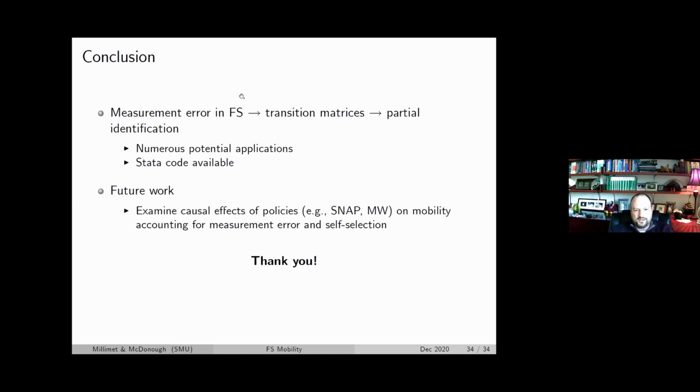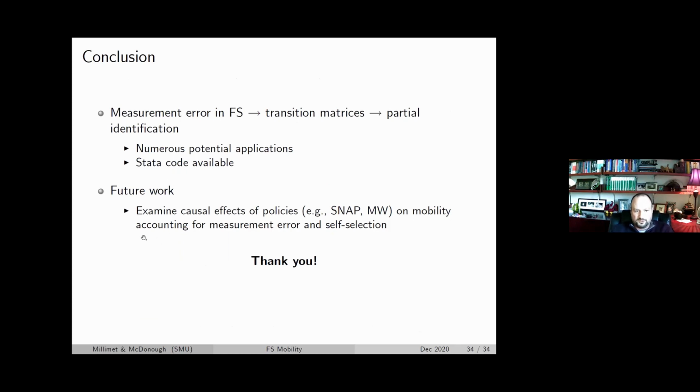So we're interested in measurement error. We focus on transition matrices and partially identifying those. You can apply it to lots of different things: income mobility, occupational mobility, health, whatever you want to look at. If you're interested in my Stata code, I'm happy to share it.